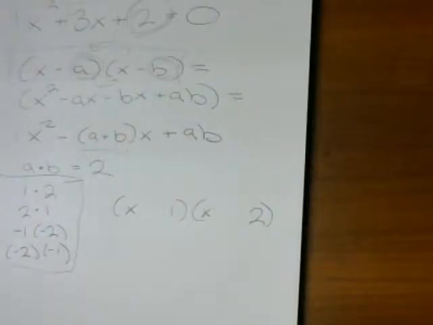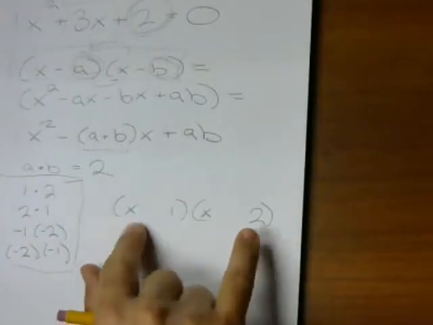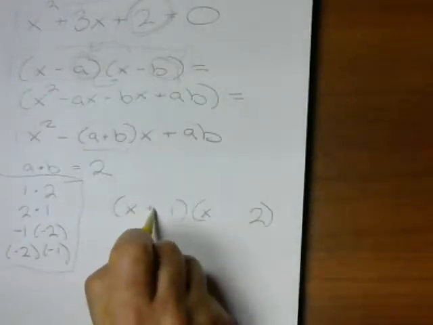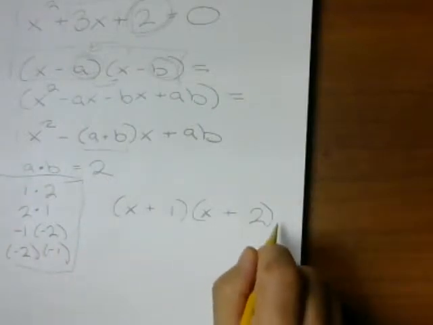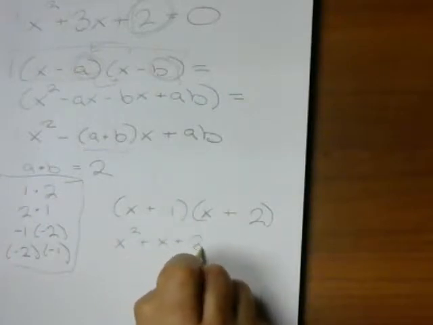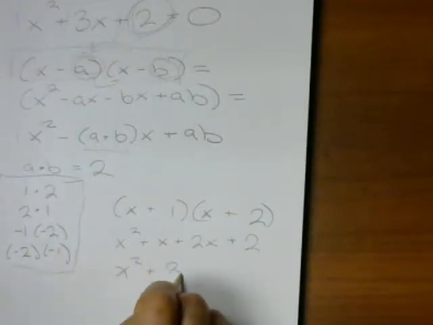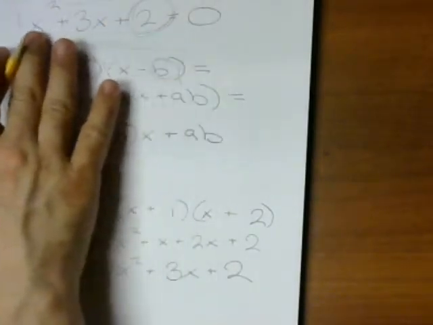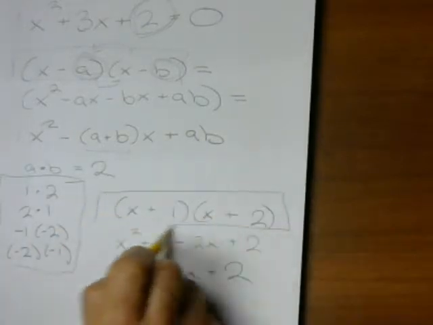So how could I do that? Well, if this was a minus and this was a minus, then I'd get a minus 2 and a minus 1, so I'd get minus 3. But if this is a plus and this is a plus, what happens here? Well, I would get, when I multiply this out, which is this. And that is my original quadratic polynomial. So this is correct.